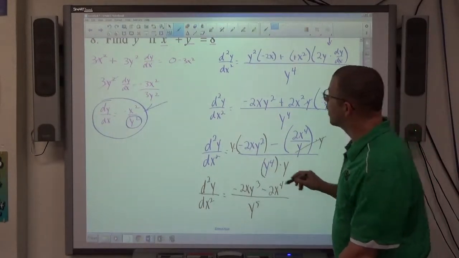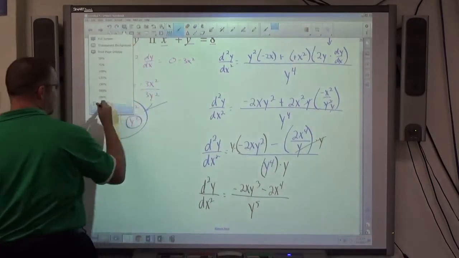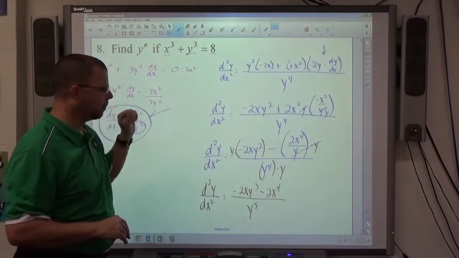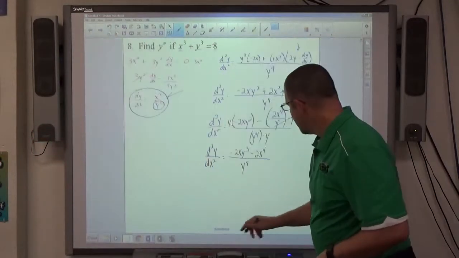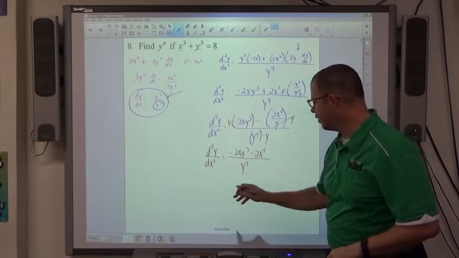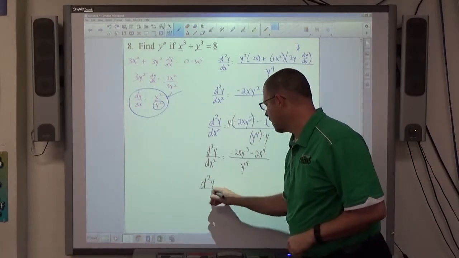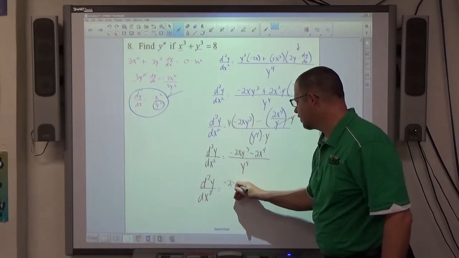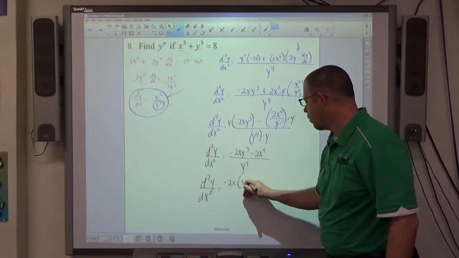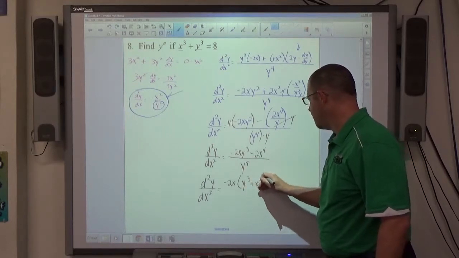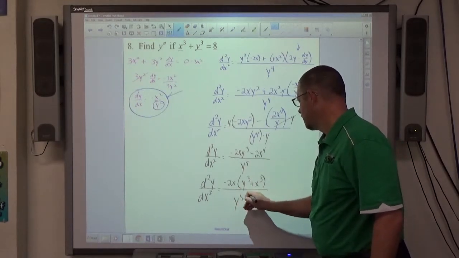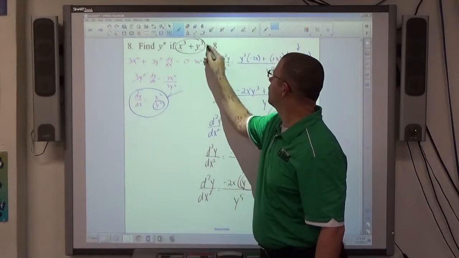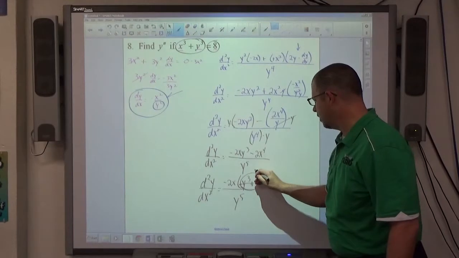The last thing I want you to see, and you should expect this to happen anytime, again, you have this structure. X to any power plus y to any power equals any number. What should happen is there should be a common factor here that you take out. Just basic taking the greatest common factor out that we learned in Algebra 1. Negative 2x in this case. Leaves me with y cubed plus x cubed. This is going to equal this, which equals 8. So y cubed plus x cubed equals 8.